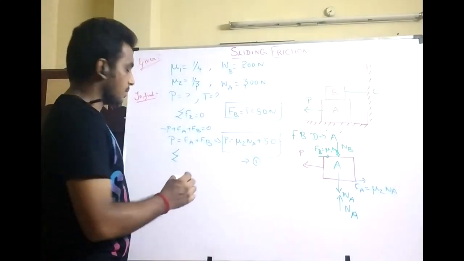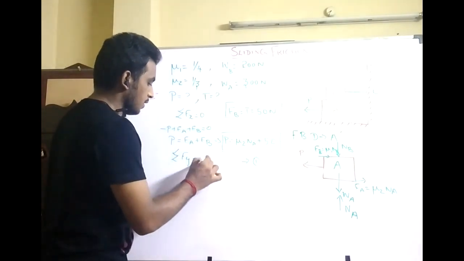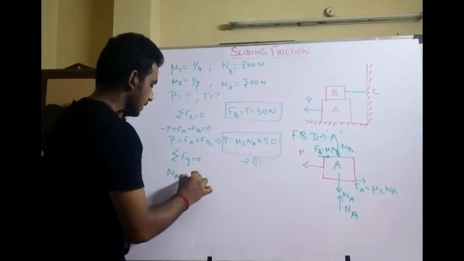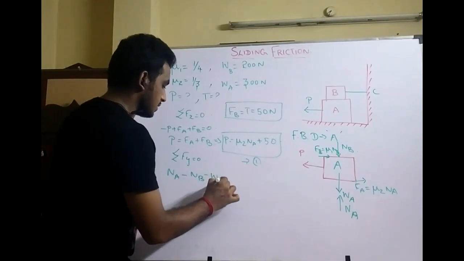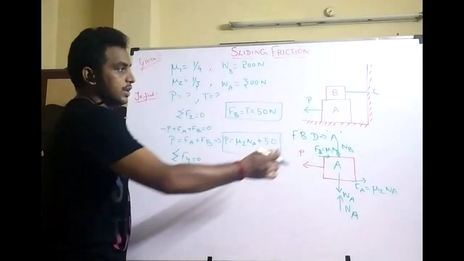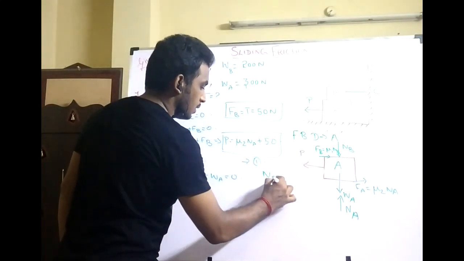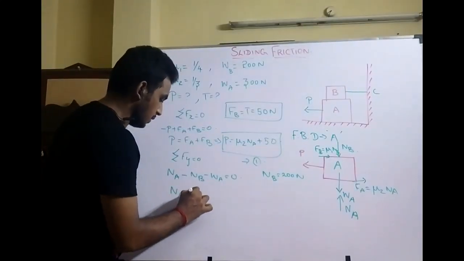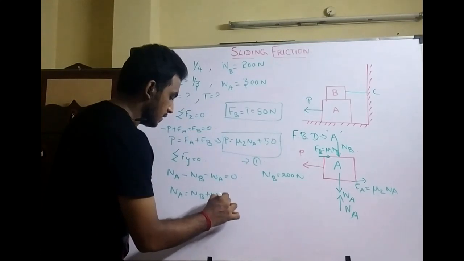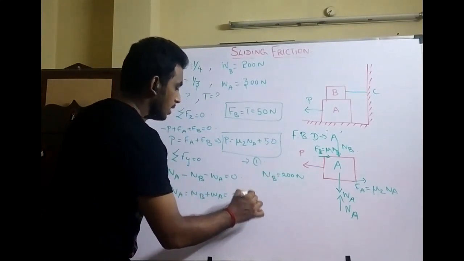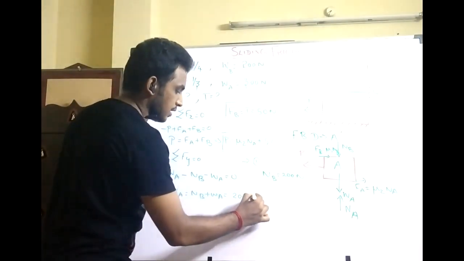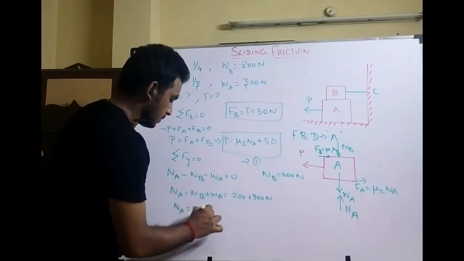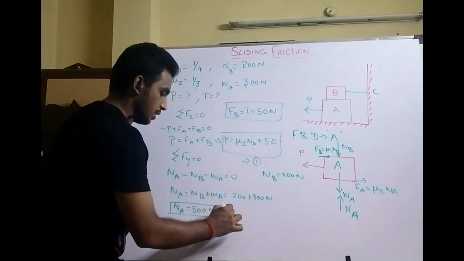Taking summation of vertical forces equal to 0, we have Na minus Nb minus Wa equal to 0. With respect to block B, Nb is equal to 200 Newton. So Na is equal to Nb plus Wa. Nb is 200 and the weight of block A is 300, so Na is equal to 500 Newton. Take this as equation number 2.